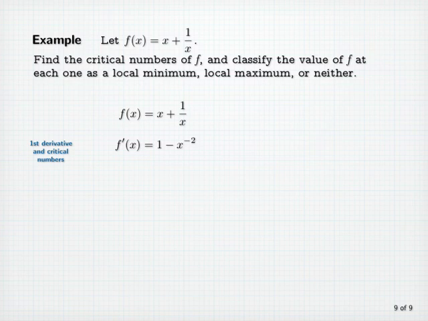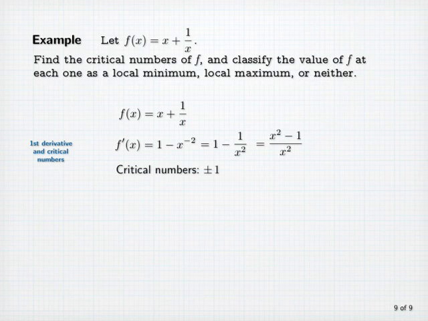So f prime of x equals 1 minus 1 over x squared, or x squared minus 1 over x squared. Therefore, we conclude that the critical numbers are plus and minus 1. Let's note that even though f prime of 0 is undefined, it's not a critical number because it's not in the domain of f. So now let's apply the second derivative test to each of the critical numbers, minus 1 and 1.